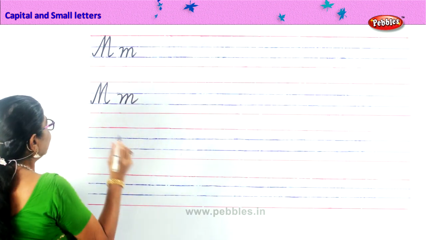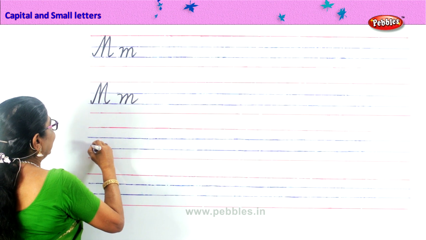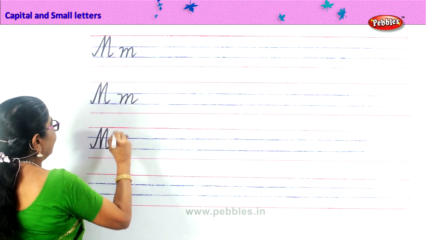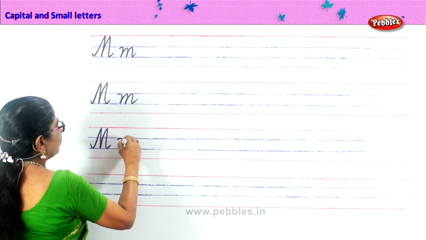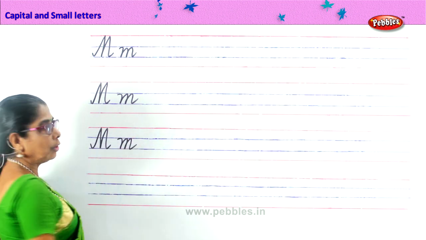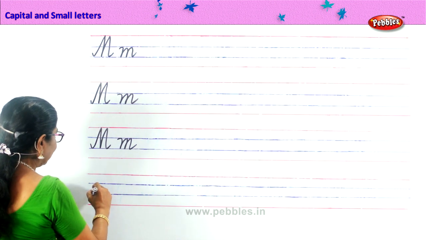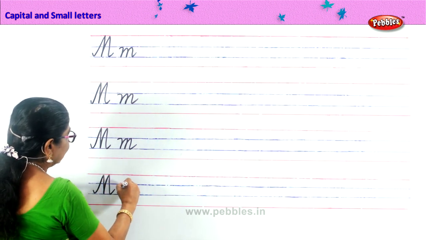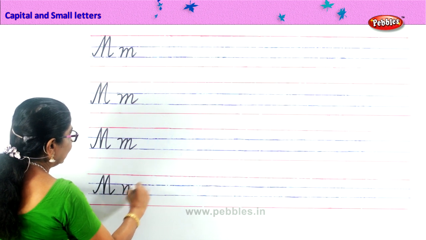Did you enjoy? Look carefully. When you write, write carefully. M, and this is small letter M. Capital letter M goes like this, and the small letter goes like this.